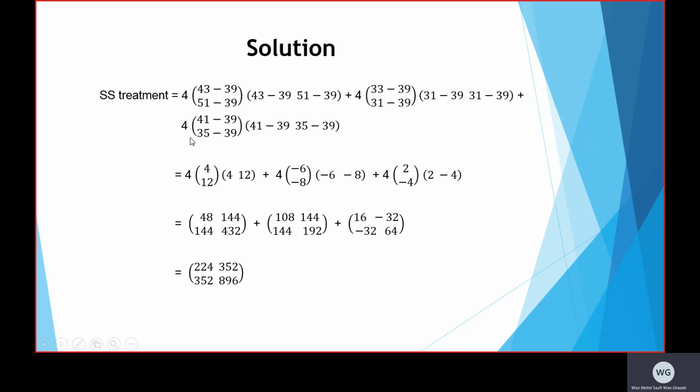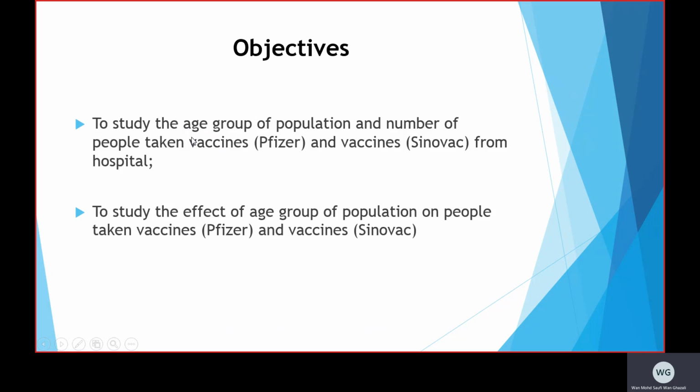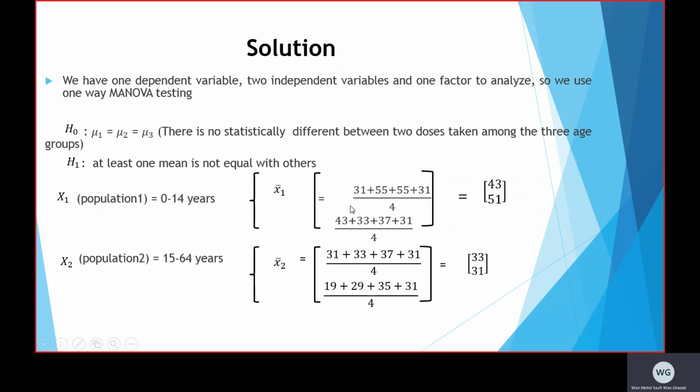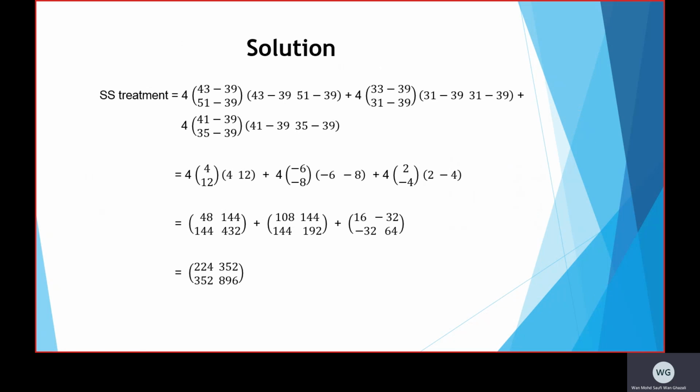We calculate SS treatment, and we find it from the MANOVA table. SS treatment we denote by B, and it is the summation of n_l multiplied by the difference between x_l bar minus x bar. x_l bar denotes the mean for the group, and x bar is the mean for the whole group, multiplied by x_l bar minus x bar transpose, and we get SS treatment. SS treatment we calculate, and we got 224, 352, 352, and 896.